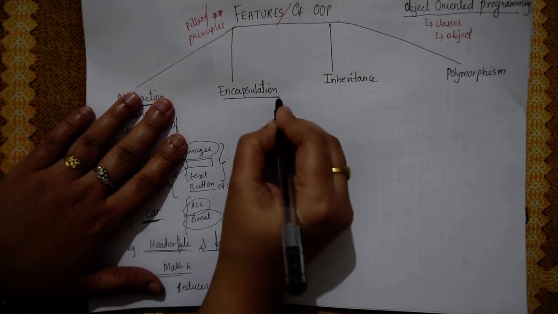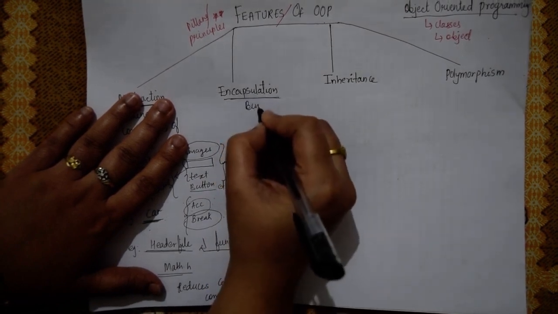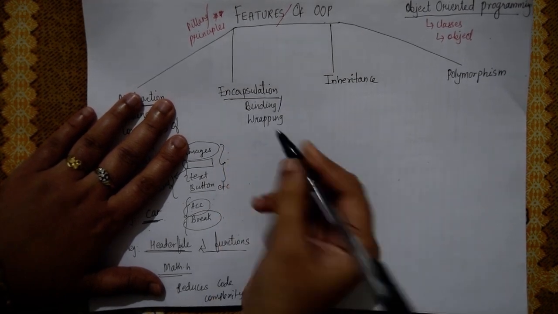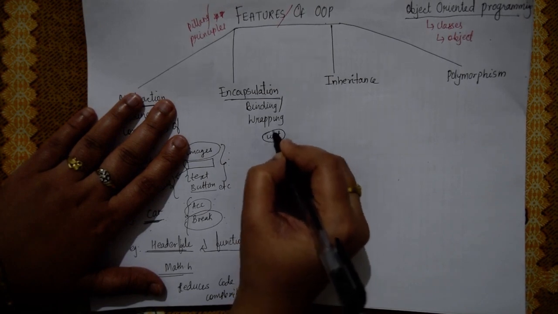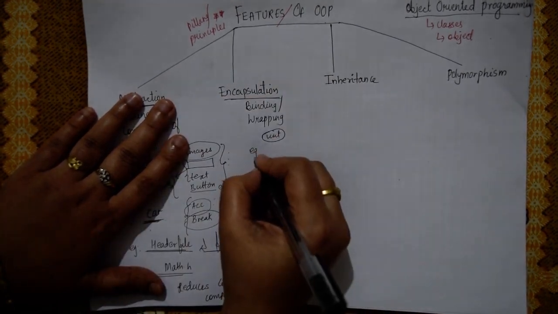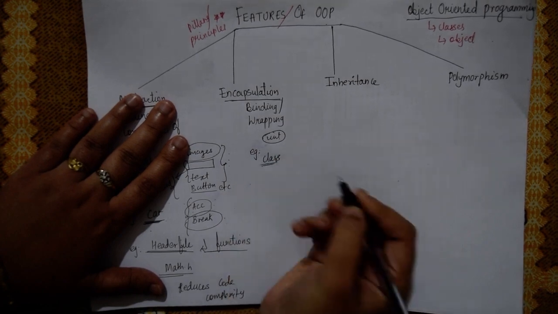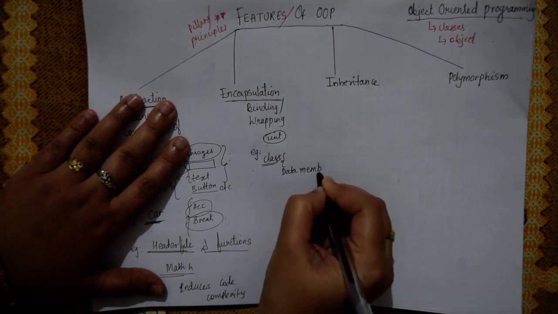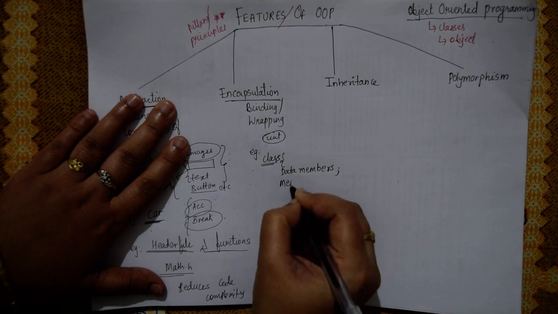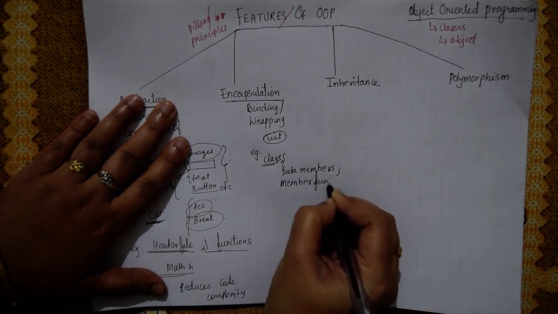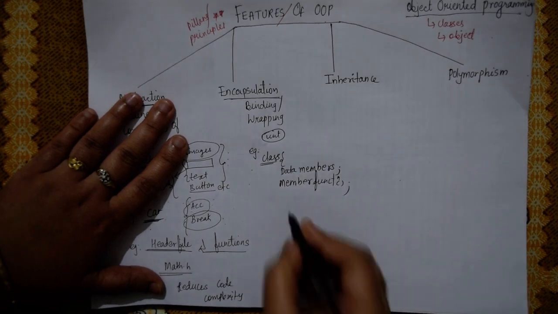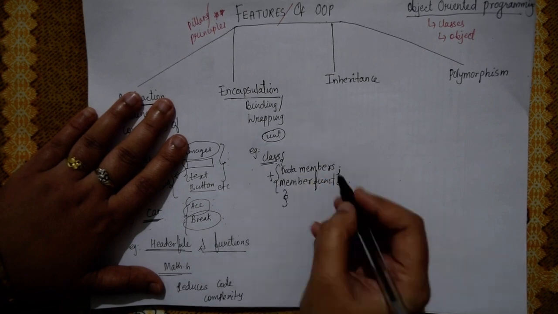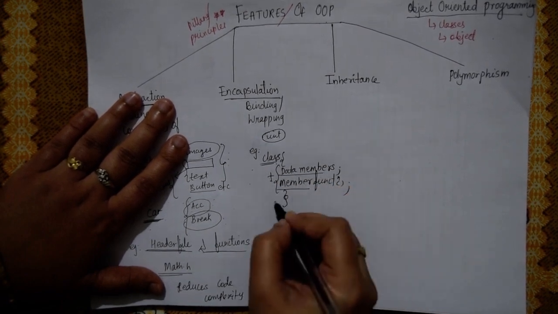Now moving to encapsulation. Encapsulation is binding or wrapping data into a single unit, called encapsulation. Okay, for example, class. What is a class? A class is a collection of data members and member functions. Correct? So we are binding or wrapping or encapsulating these data members and member functions into a single unit called class.